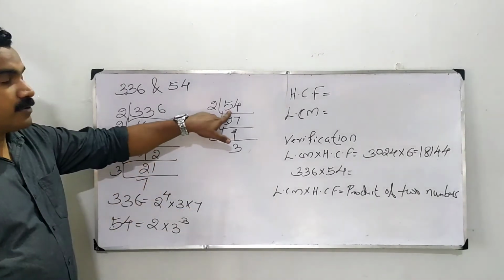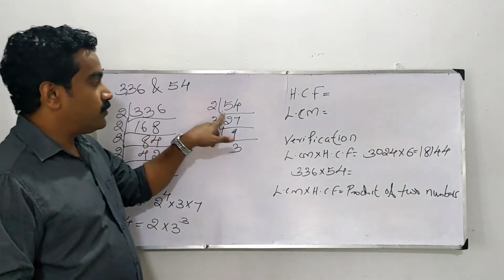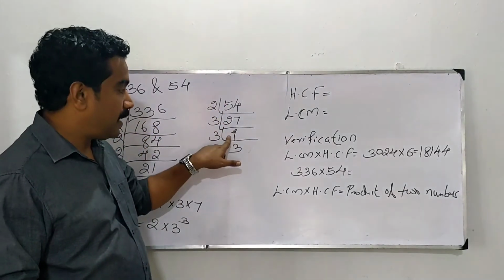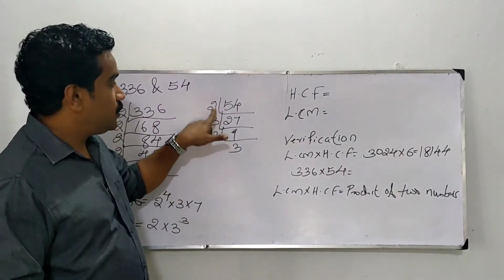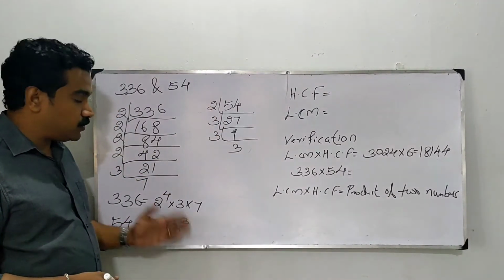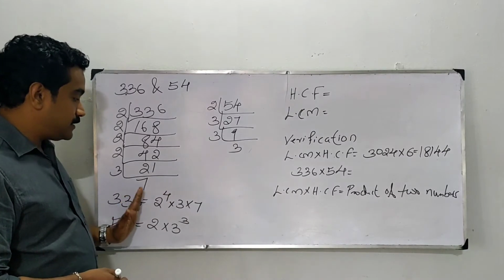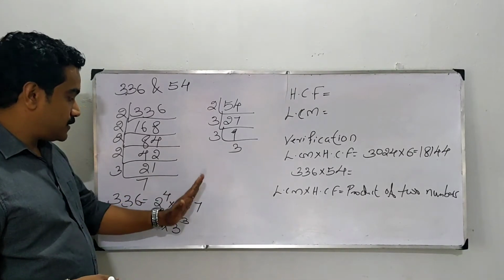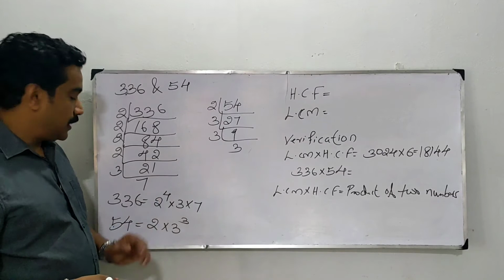Then check the 54. We are dividing 54 with 2. You will get 27. Then with 3, 9, again with 3, 3. So here only 1 two and 3, 3. So you can write 54 as 2 into 3 cube. So 336 is 2 raised to 4 into 3 into 7, and 54 is 2 into 3 cube.